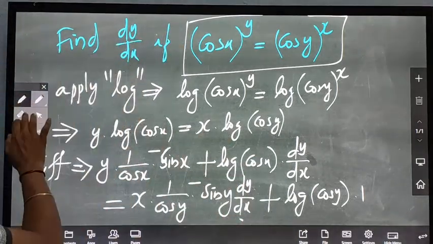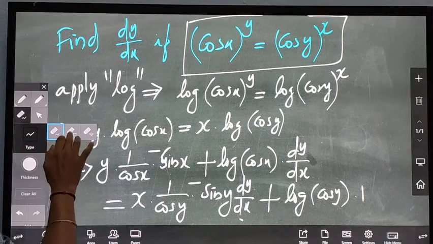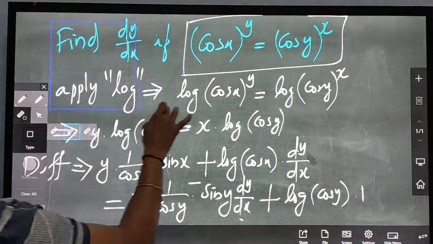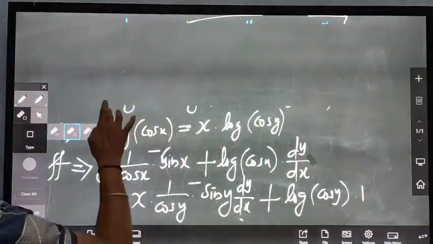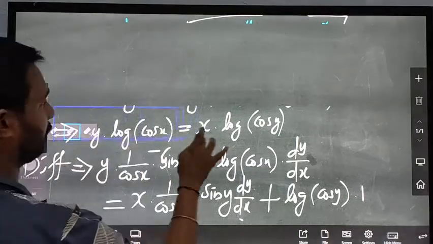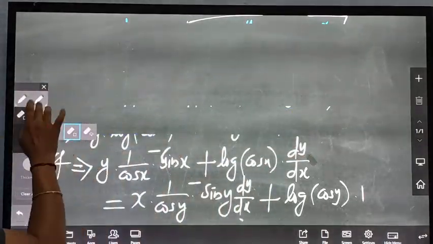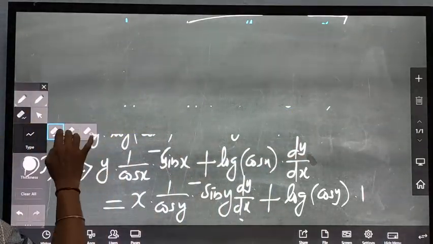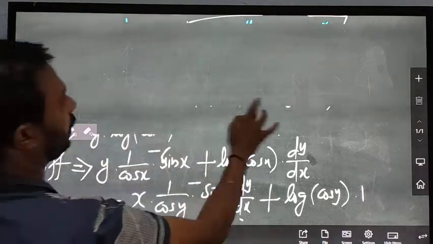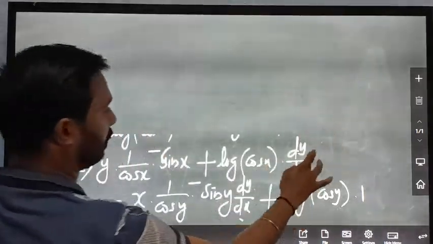Now let me remove this part. Okay, we have to, okay, this side. Oh, sorry.